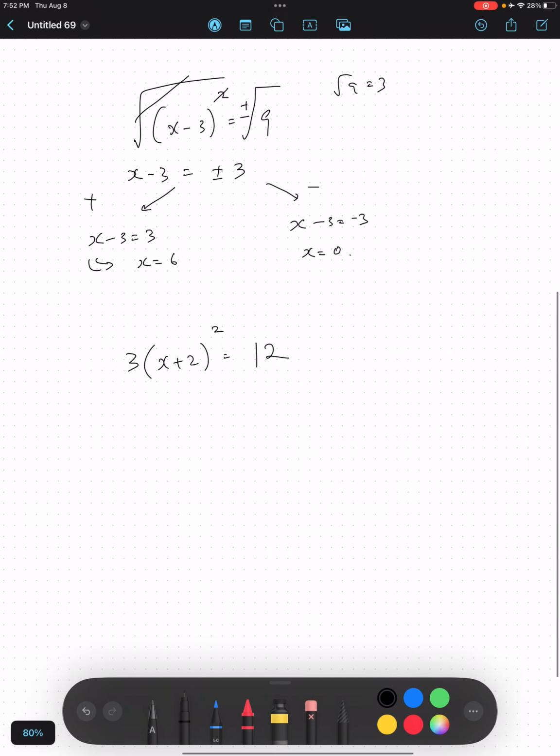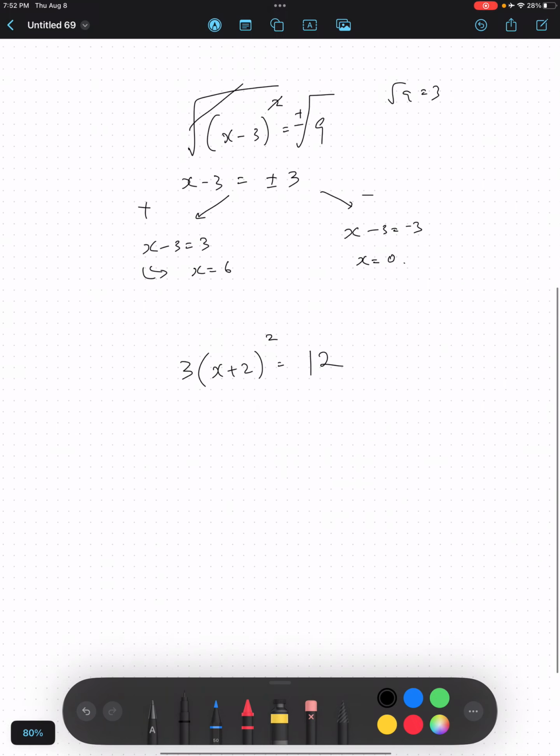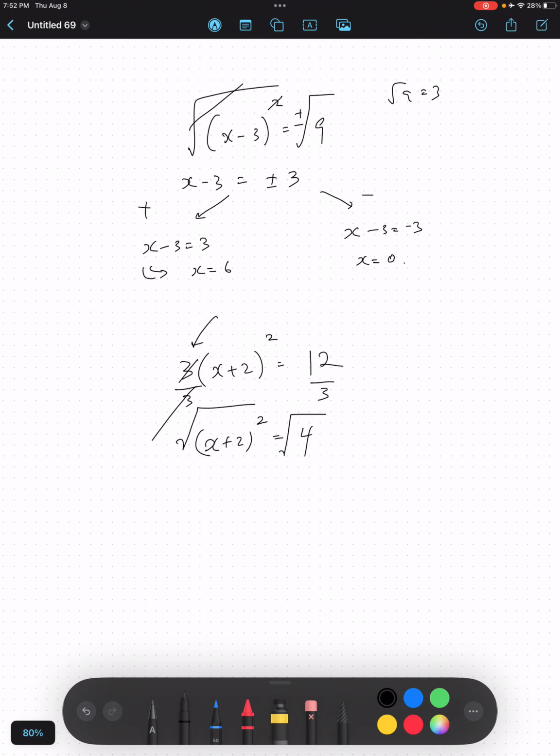Now, what happens if the coefficient is not a 1? Let's say you have a 3. Then you want to divide both sides by 3. Then you have x plus 2 squared equals 4. Taking square root on both sides, that cancels out. You have plus or minus root 4, which is 2. It doesn't always give you an integer value, but I'm just giving you these examples.